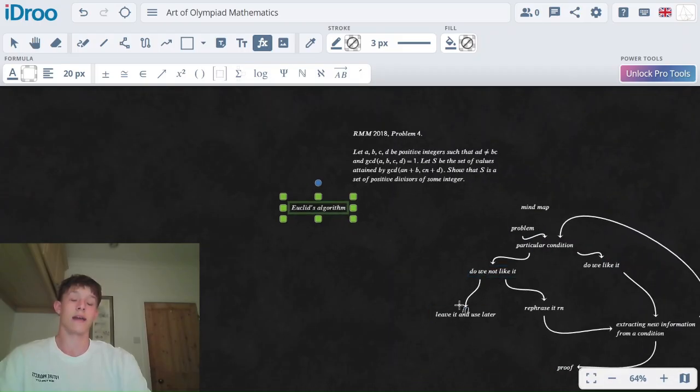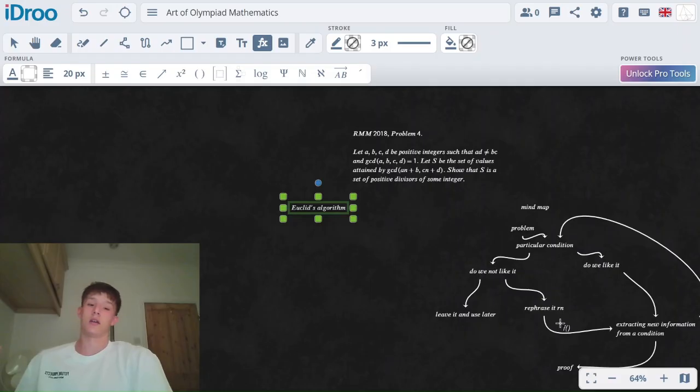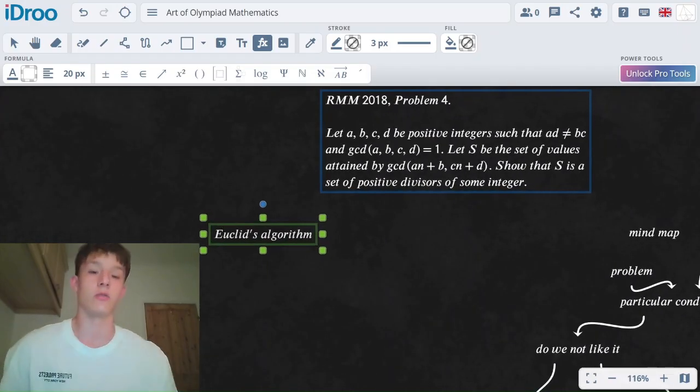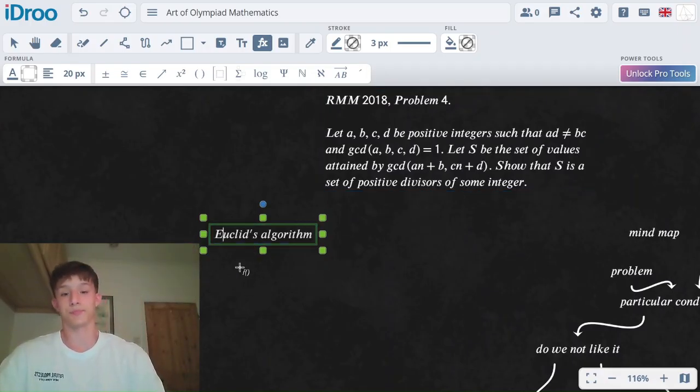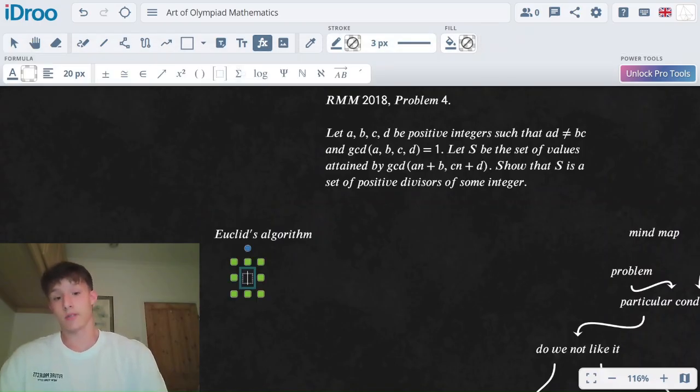So we don't like the condition. Do we not like it? We can't leave it because that's the only thing we got. And we need to rephrase it. And the only way we can rephrase GCD is Euclid's algorithm. So yeah, unfortunate, but that's the only option we get here.